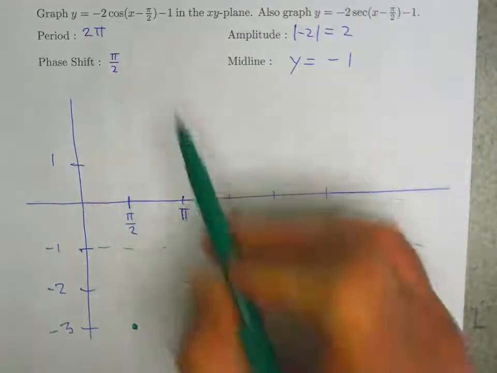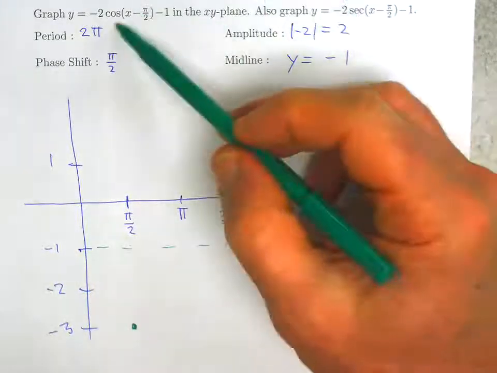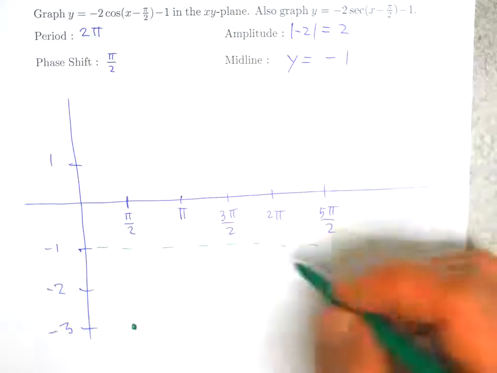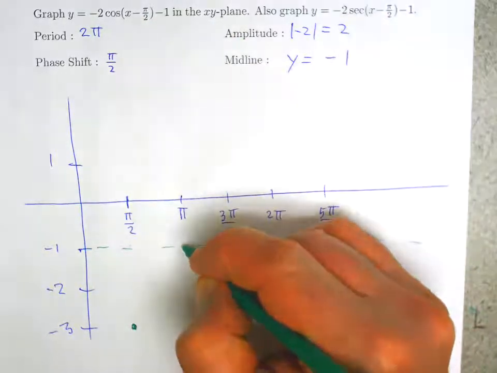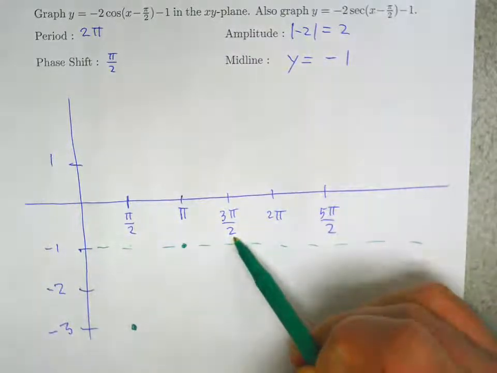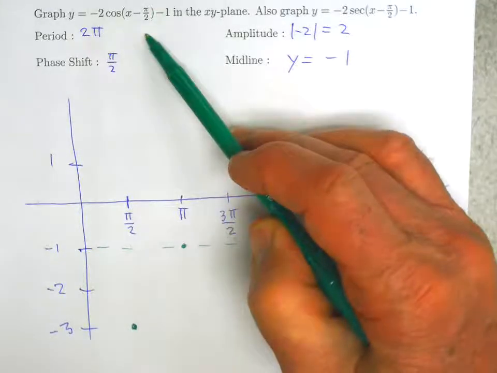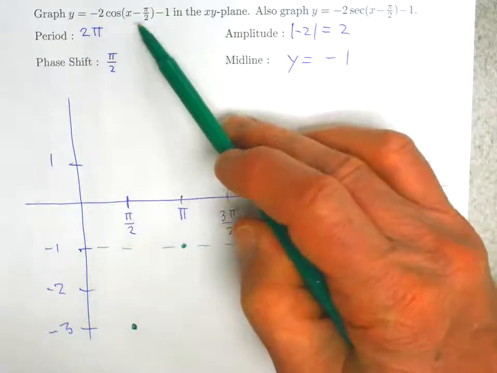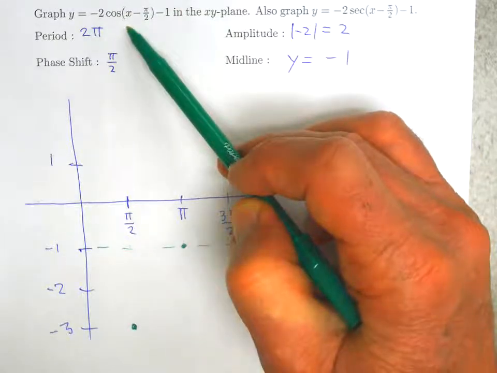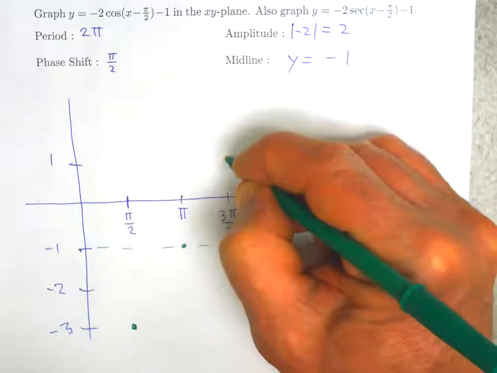When x is pi, pi minus pi over 2 is pi over 2. Cosine of pi over 2 is 0. Negative 2 times 0 minus 1 is negative 1. So we're at this point. At 3 pi over 2, 3 pi over 2 minus pi over 2 is pi. Cosine of pi is negative 1. Negative 2 times negative 1 is positive 2. 2 minus 1 is 1. So we're up to 1 at this point.